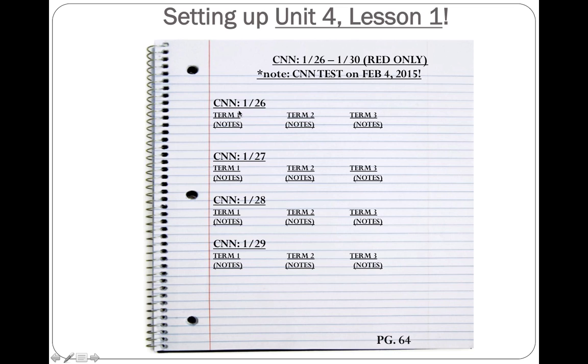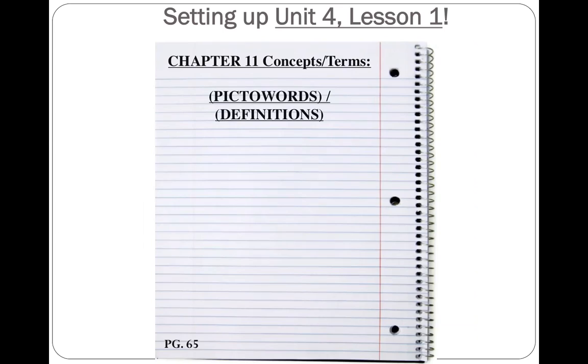If you're in the red class, this is what yours is going to look like: 126, 27, 28, 29. I see the red class Monday, Tuesday, Wednesday, Thursday. If you are in the green class, obviously I don't see you on Thursdays, so this is what yours looks like: 126, 27, 29, and 30. And if you're in the purple and blue class, 26, 28, 29, and 30. I don't see the purple or blue classes on Tuesdays. Again, stop the video if you need to, but I am moving on.